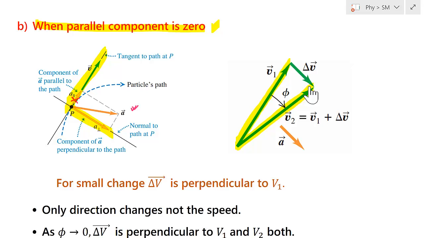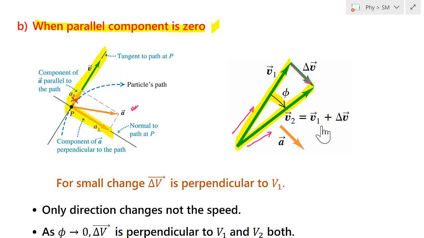What will be the only difference? The difference is the direction. Initially your velocity is along this direction, now velocity is along this direction. So the direction has changed, and this angle by which the direction has changed is phi. So we can make this triangle and find what delta V is.